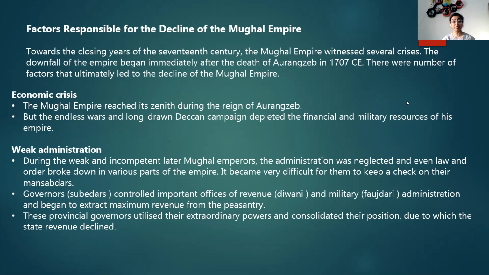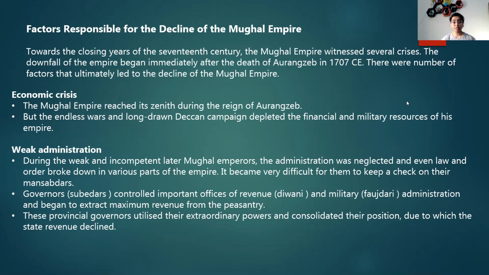And also it became difficult for the Mughal emperors, they could not put a check on the mansabdars. You remember, right? Those military ranks, military officers that were ranked by the Mughals. So the mansabdars also increased in numbers, so the later Mughals could not keep a check on it.